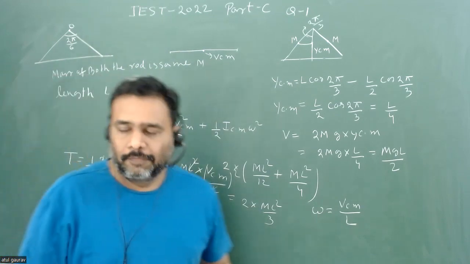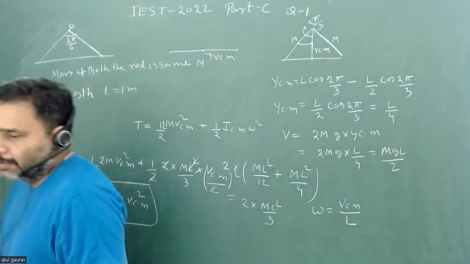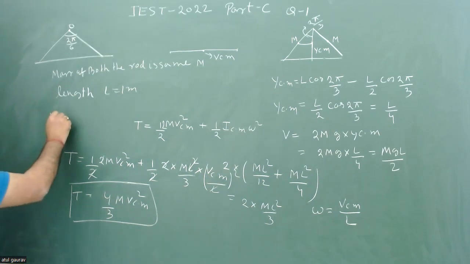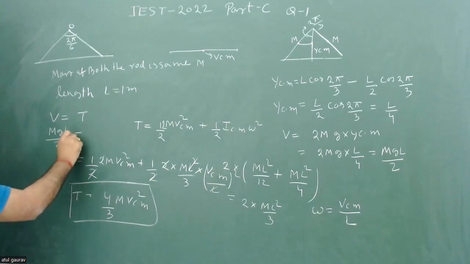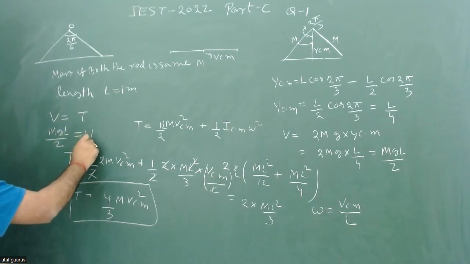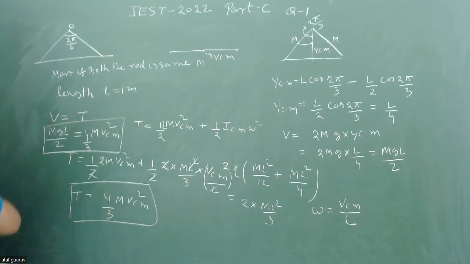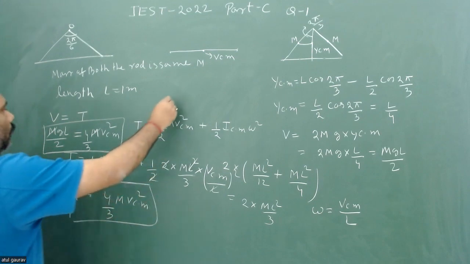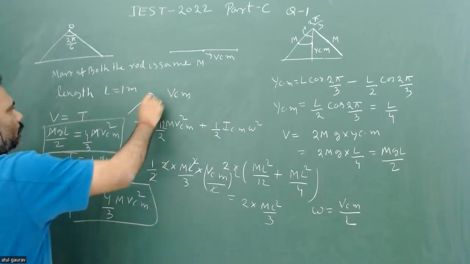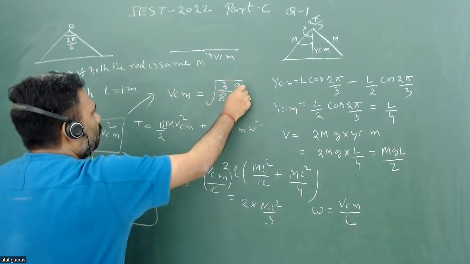Now we can easily use conservation of energy. The total potential energy will convert into kinetic energy. So V is equal to the kinetic energy at the final position. And what is my potential energy? It is mgL by 2, and this value is 4 by 3 m VCM square. So this is your final calculation part, m can cancel out, and we have basically VCM is equal to root under 3 upon 8 g upon L.